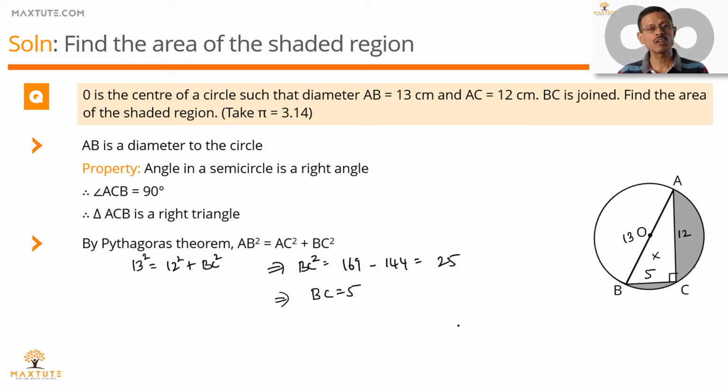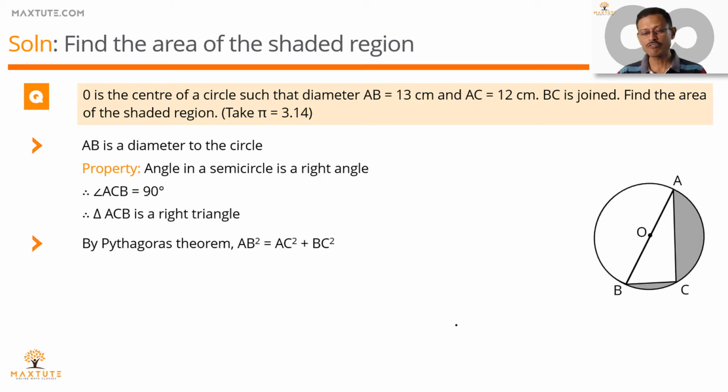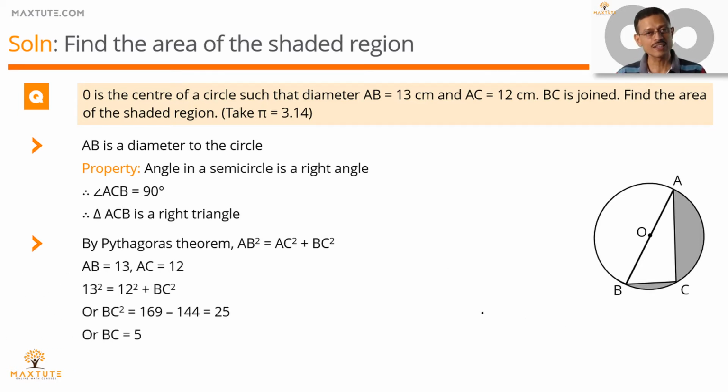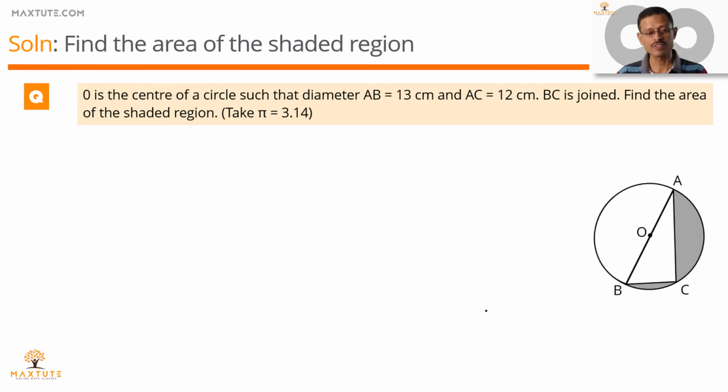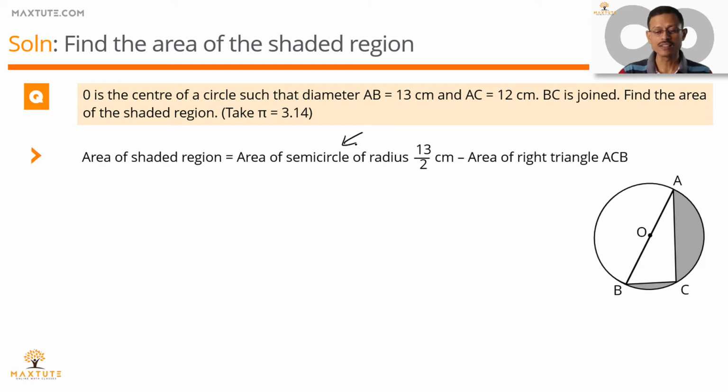So as I mentioned, how are we going to find out the area of the shaded region? We'll find out the area of the semicircle first. We know the radius of the semicircle, so let's find the area of the semicircle. From that, let's subtract the area of the right triangle ACB. Do we know the measures of the sides of the right triangle? Yes. The measures of the sides are AB measures 13, AC measures 12 and BC measures 5.